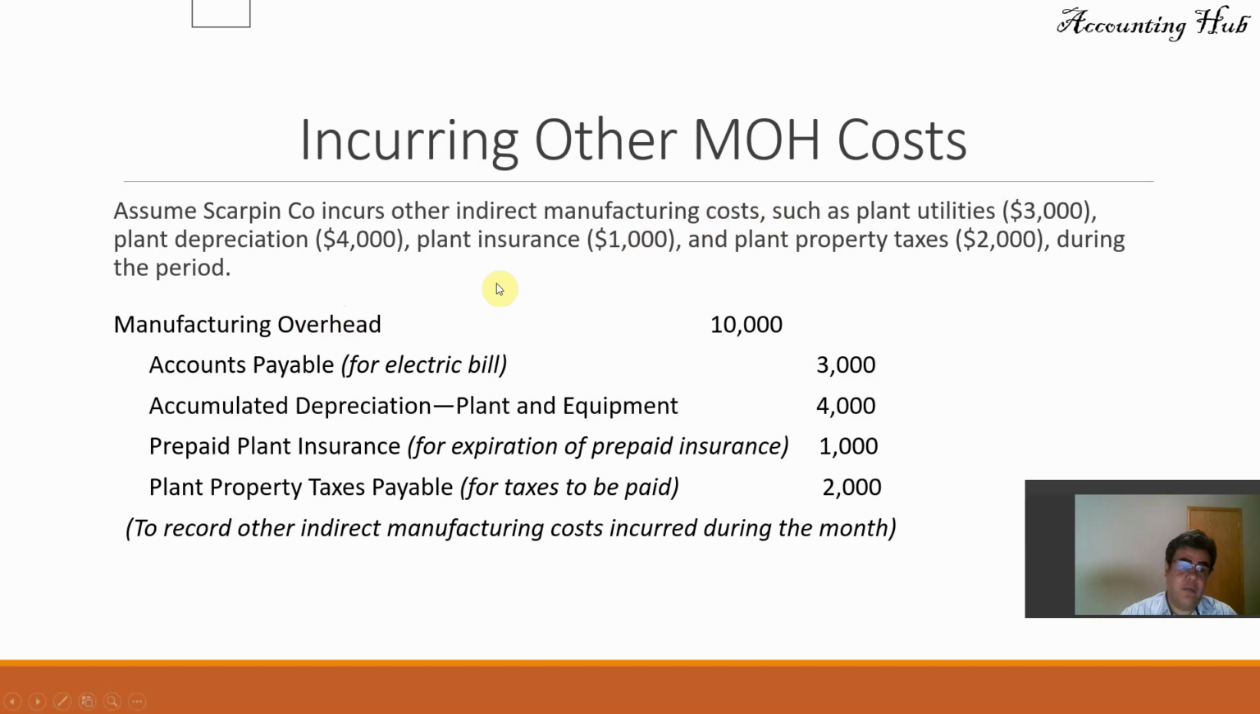And then we credit accounts payable for electric bill, accumulated depreciation for depreciation, prepaid insurance for insurance, and property tax payable for taxes.